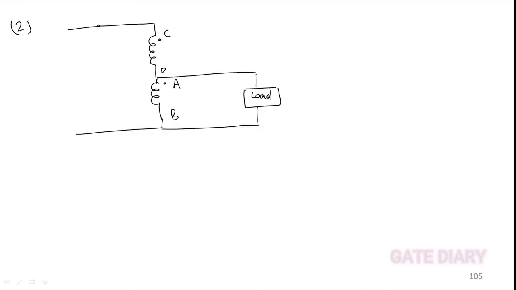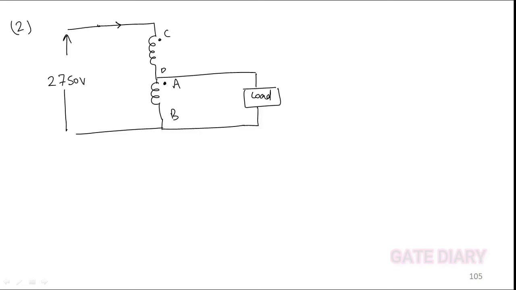Another option, connection number 2, you can connect in this fashion also. This is C, D, this winding is A, B, load you can connect here. Okay, so you know the voltage across CD. Here also both the windings are connected in series and the voltage will be additive. So here it is 2750, because across this 250 volt and 2500. So the additive voltage is 2750.